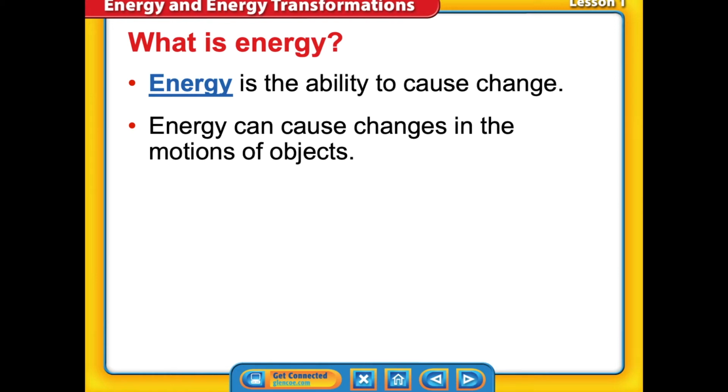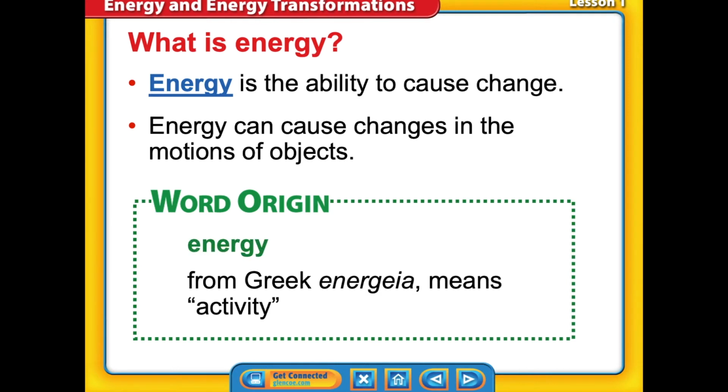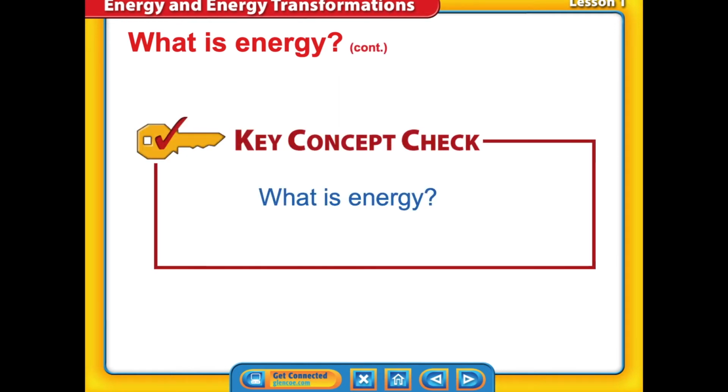Now, there was a very smart scientist that talked about motion of objects. His name was Isaac Newton. And Sir Isaac Newton came up with the 3 laws of motion, which we may look at a little bit later on in this chapter. And he talked about how objects move. So energy is an old word. It comes from the Greek word energeia, which means activity. So hopefully you have that note. Energy is the ability to cause change. That is what energy is.